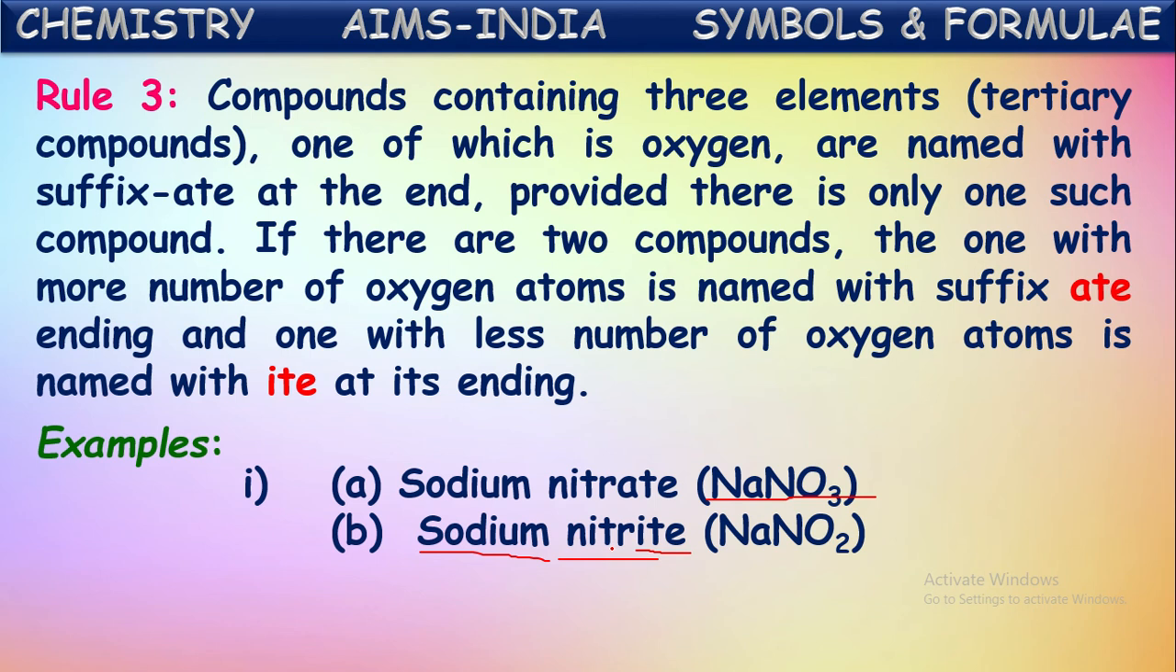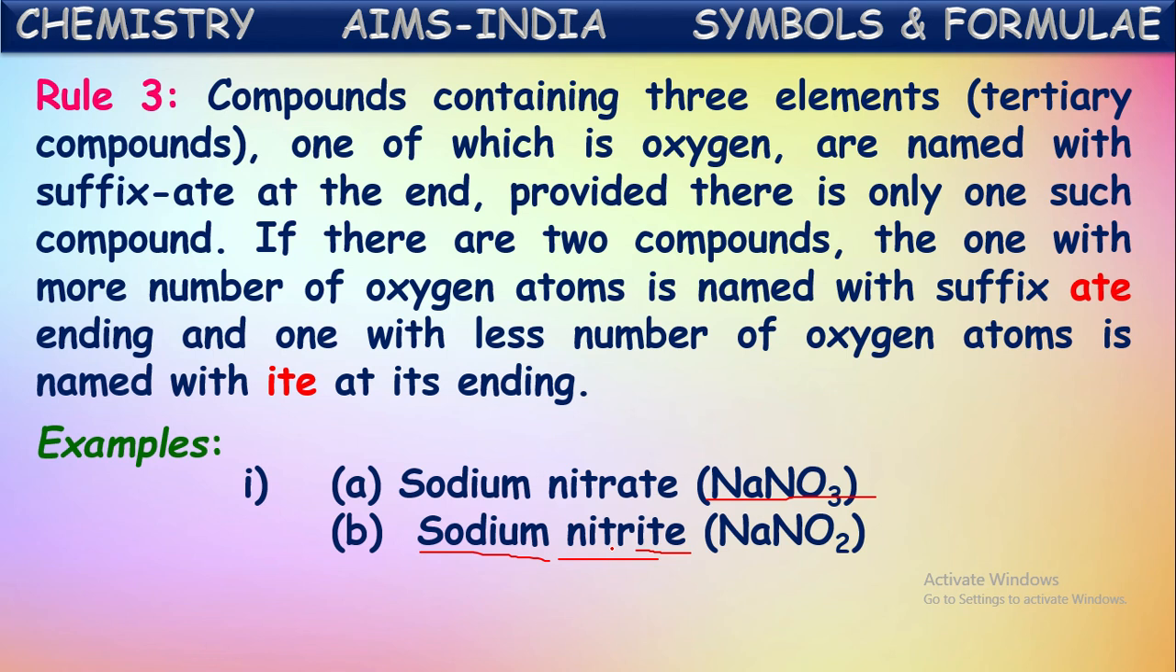We got this rule? So if there is a compound with more than two elements, containing at least three elements, and out of these three there is oxygen also, then the metal and non-metal names are mentioned in the name without oxygen's name. So oxygen is indicated with -ate at the end of the name. If there are two compounds with the same combination, then the compound name with more oxygen atoms will end with -ate, and the compound name with fewer oxygen atoms will end with -ite.